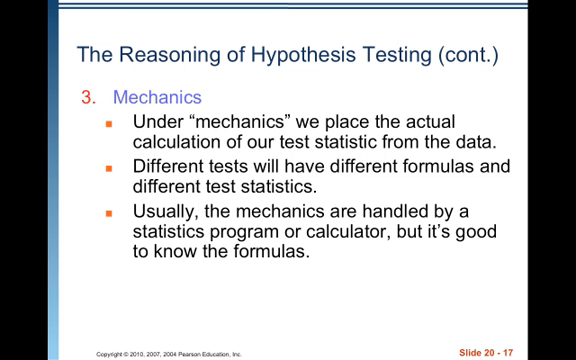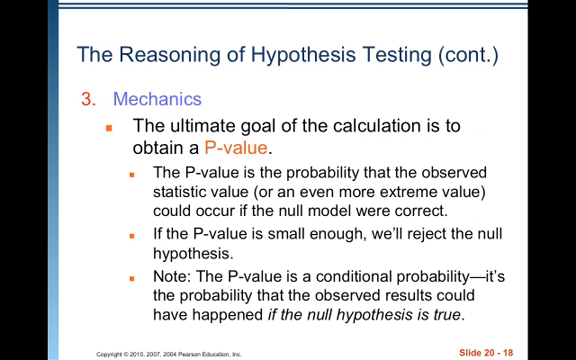Different tests will have different formulas and different test statistics, Z versus t versus chi-squared, and we'll get into the other ones later. Usually the mechanics are handled by a statistics program or calculator, yay, but it's good to know the formulas. Remember, time is of the essence on the AP exam, so it's going to be very important that you can actually put this stuff into your calculator and let it do the number crunching for you as quickly as possible. The ultimate goal of the calculation is to obtain a p-value.